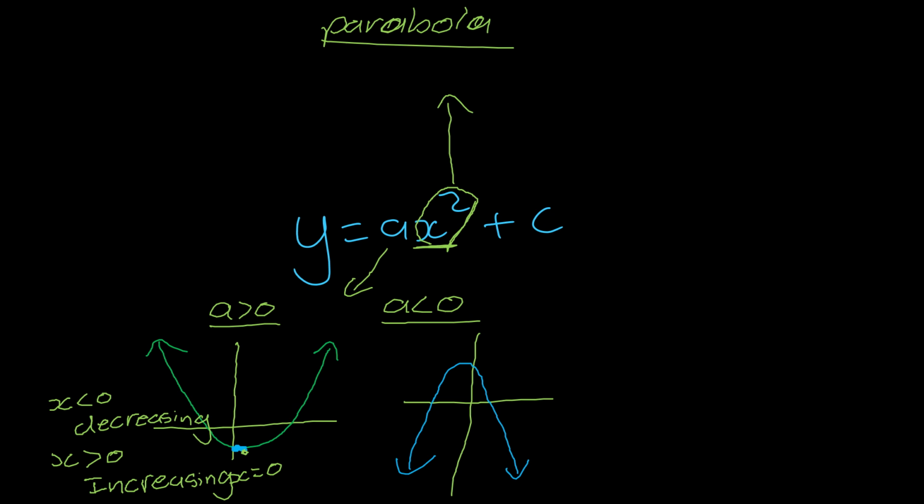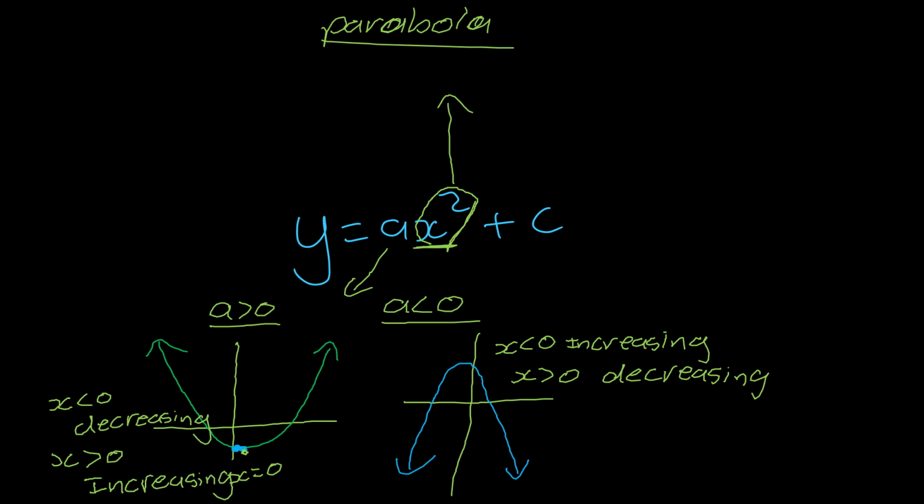Now, typically for a negative graph or a sad face, that pattern would just be the opposite. So where x is smaller than 0, it would be increasing, and where x is bigger than 0, it would be decreasing. Okay, now that is all that you can tell from the a.